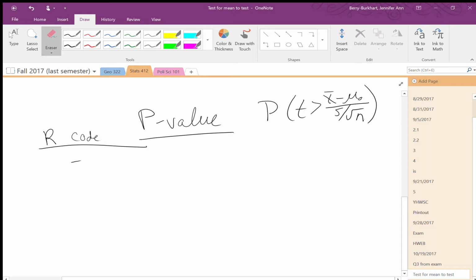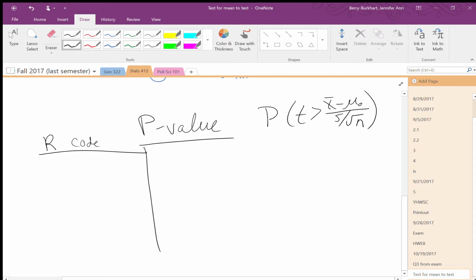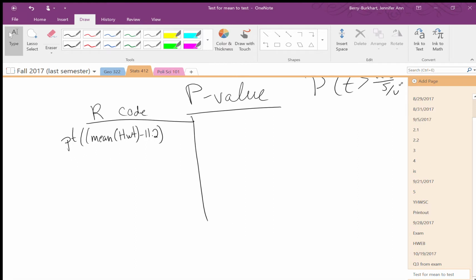What level was I testing? Can you see it? The mean of H weight minus, what was I testing at? Say 11.2, correct? Minus 11.2 divided by SD of H weight slash SQRT of 144, paren, PT, okay, I feel like is that right? Oh, how many degrees of freedom do I have? I gotta put that in there. That's 143.